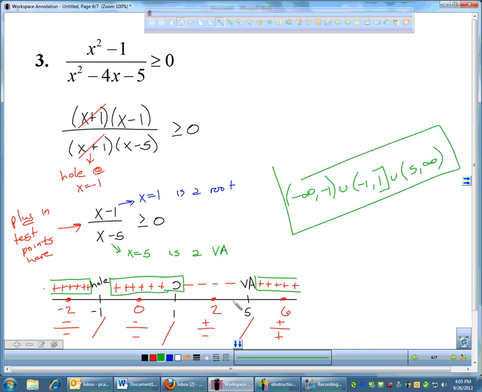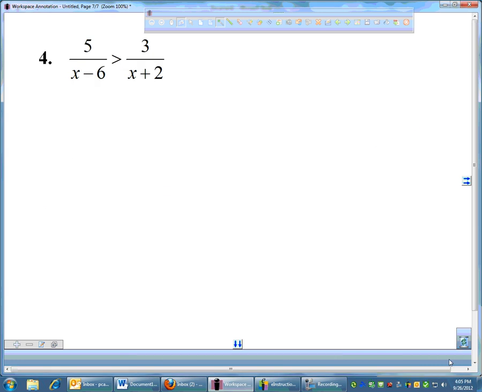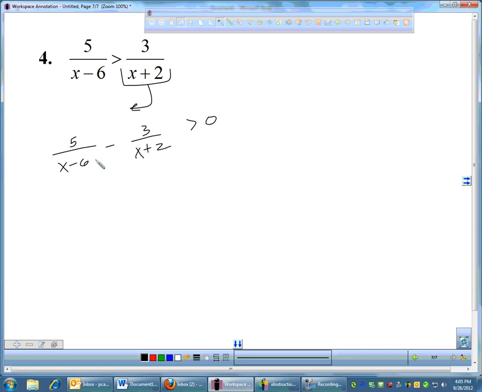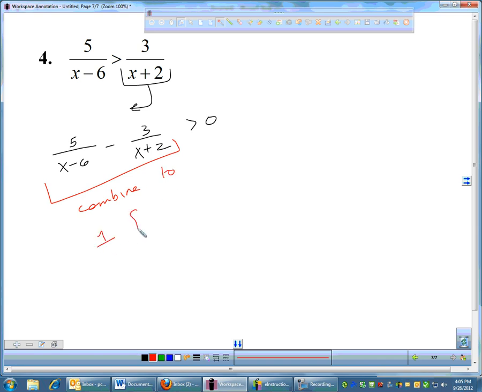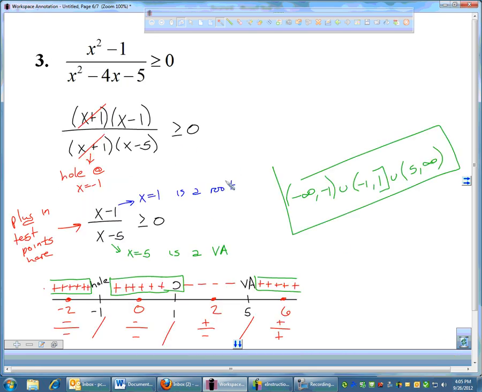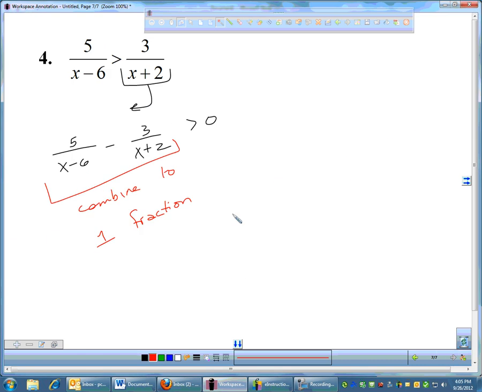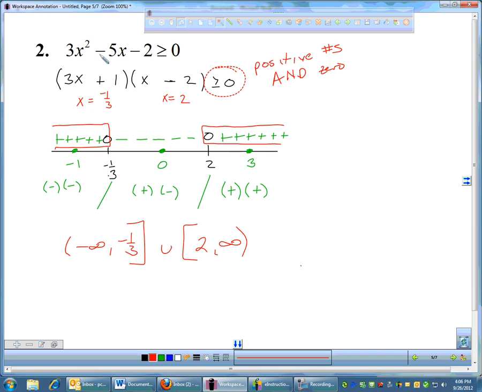And I did have grand plans of doing a fourth problem. I'm going to show it to you and just tell you what I would do. For problems like this, you do need to move this over. So you would subtract that 5 over x minus 6 minus 3 over x plus 2. And then you would have to get a common denominator and combine this into one fraction with a common denominator. And then once you combine that to one fraction, it will look like number 3, and we'll go through everything that we did with number 3. You always want your equation to equal 0. You want one fraction, or if it's not a fraction, then you want to be able to factor it like we did with number 2.